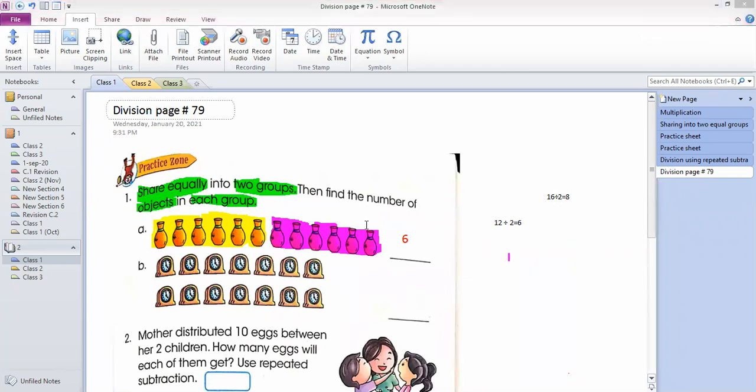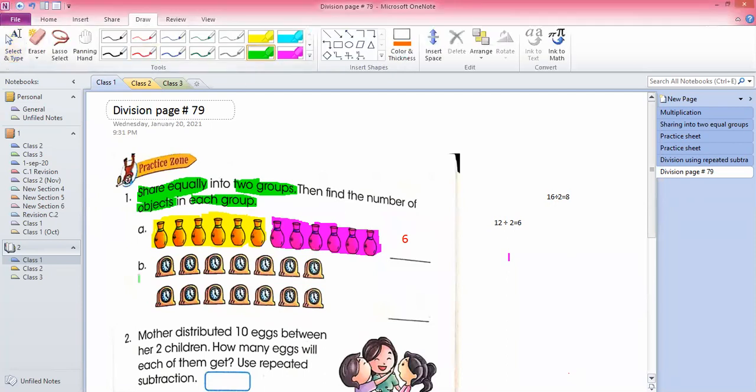Now coming to the next question, which is B. The next question is B, guys. There are some clocks and you need to again divide them equally into two groups. For that, I am coming to you and I will ask one of you a question.